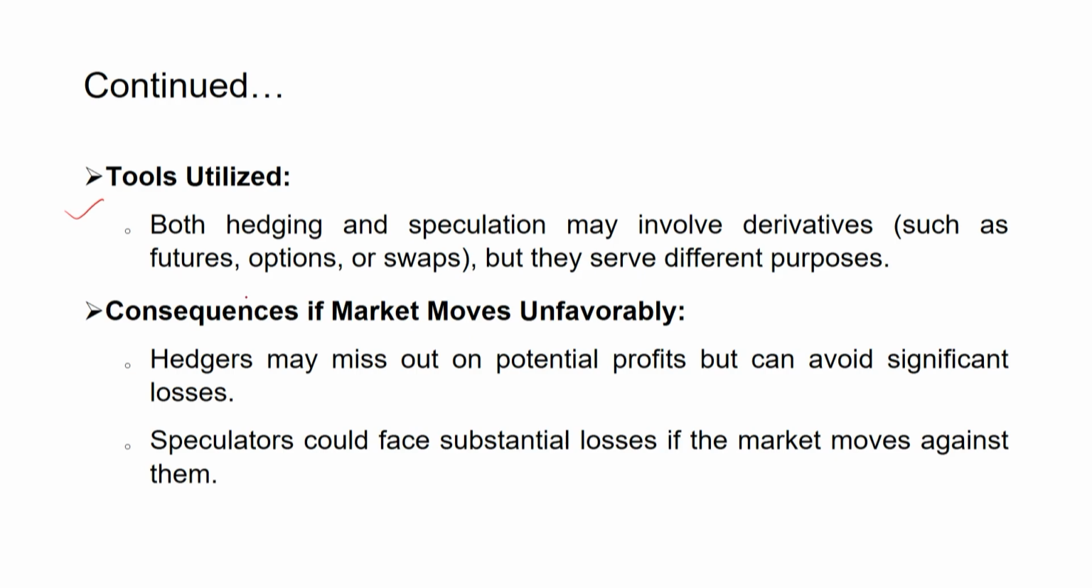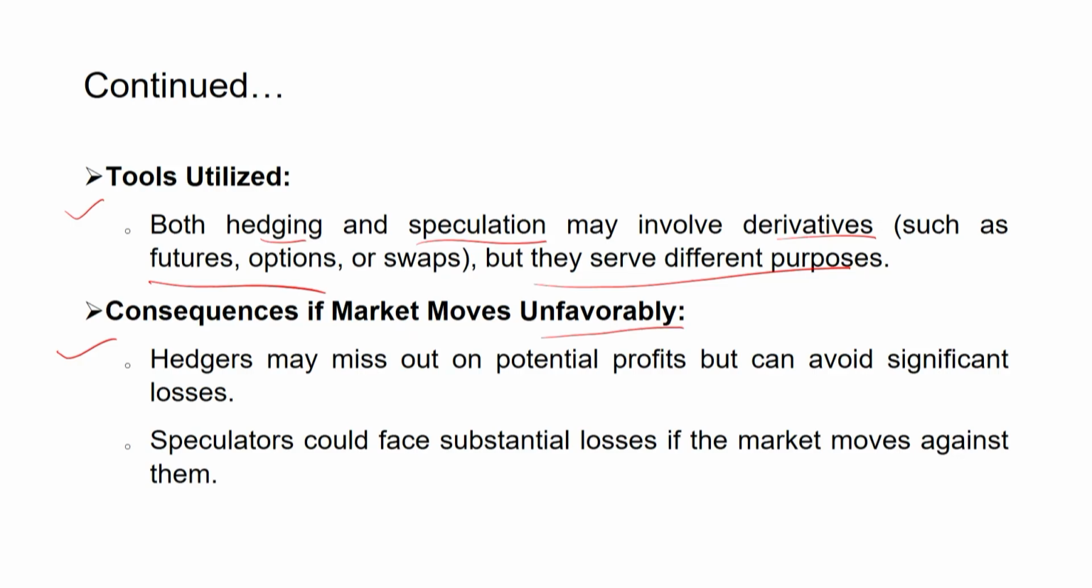Then comes tool utilized. Both hedging and speculation may involve derivative products such as futures, forwards, options or swaps, and all four categories of derivatives serve different purposes for different types of users. If we talk about the consequences in the case of speculation and hedging, if the market moves unpredictably or unfavorably, then the hedgers may miss out on potential profit in the market, but they also avoid significant losses, whereas speculators could face substantial losses if the market moves against their prediction.